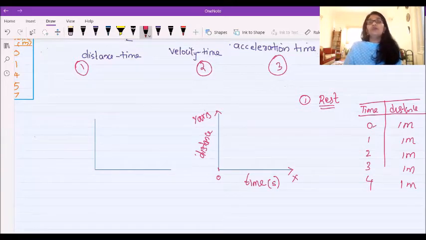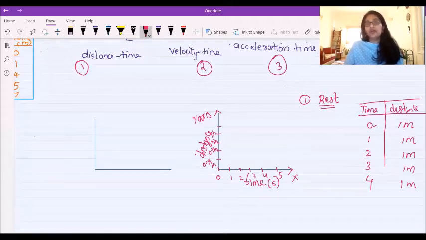Now I am going to plot the graph. 0, 1, 2, 3, 4, 5. Luckily, I observed till 5 seconds, so I can finish there. Now I am going to check this one. 0.25 meter, 0.5 meter, 0.75 meter, 1 meter.